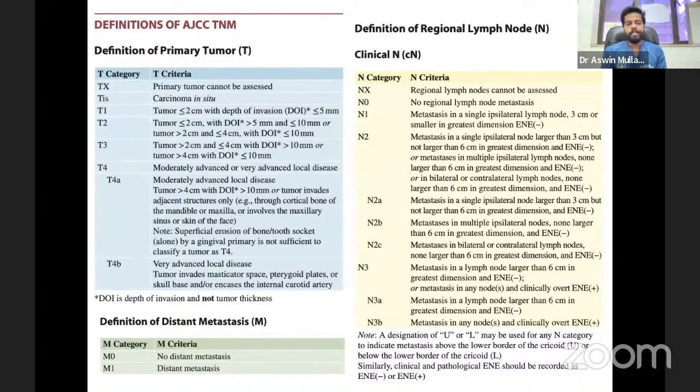So the primary tumor size less than or equal to 2 centimeter will be T1 disease. 2 to 4 will be T2, along with the added depth of invasion. Then coming to T4, there is little change.